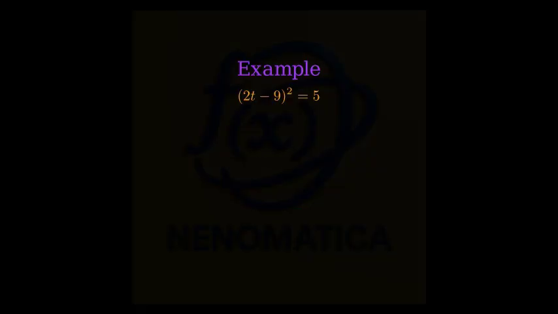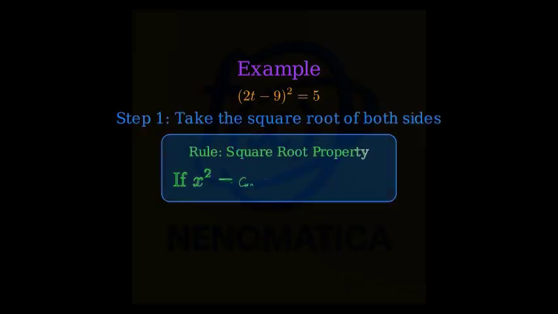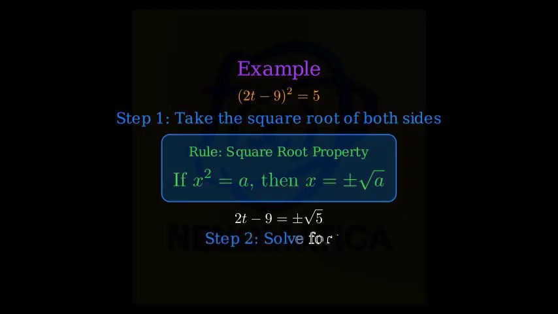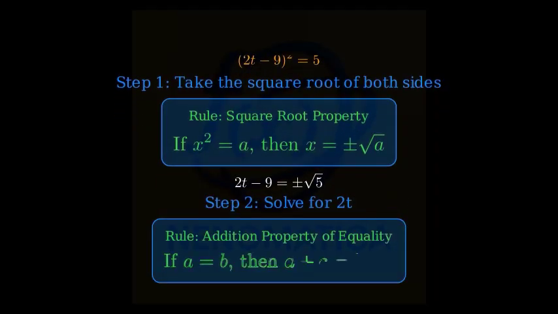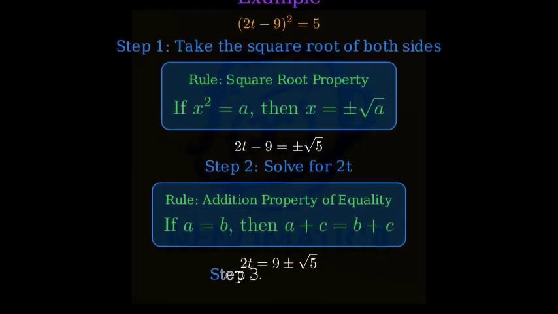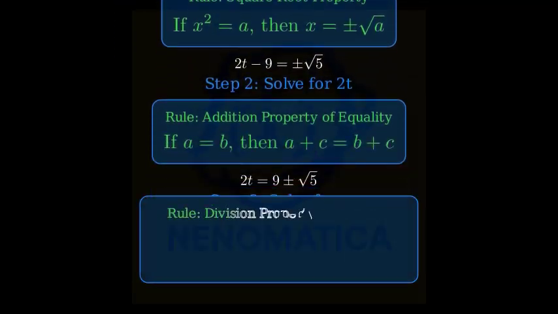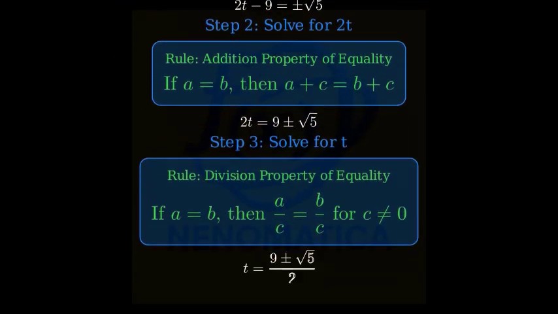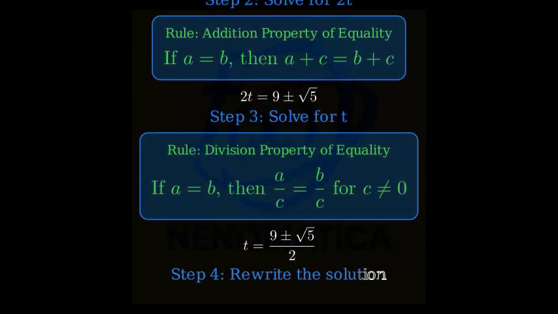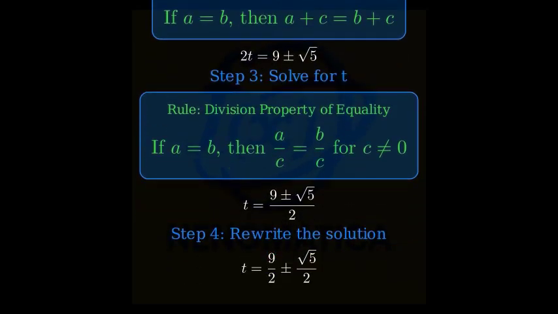We have the equation 2t minus 9 squared equals 5. The first step is to take the square root of both sides of the equation. When we take the square root of both sides, we need to remember that we get both the positive and negative values. Next, we solve for t by adding 9 to both sides of the equation. Now, we divide both sides by 2 to find t. We can rewrite this as t equals 9 over 2 plus or minus the square root of 5 over 2.